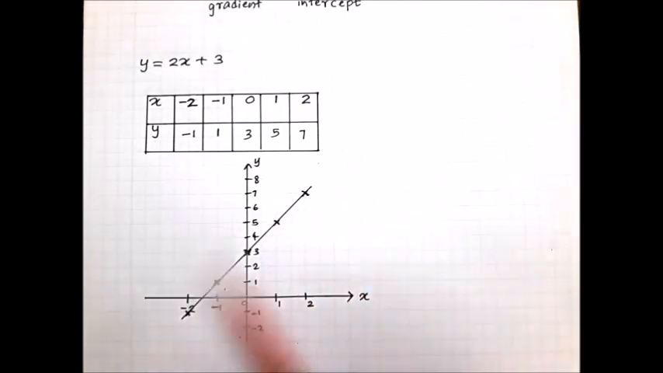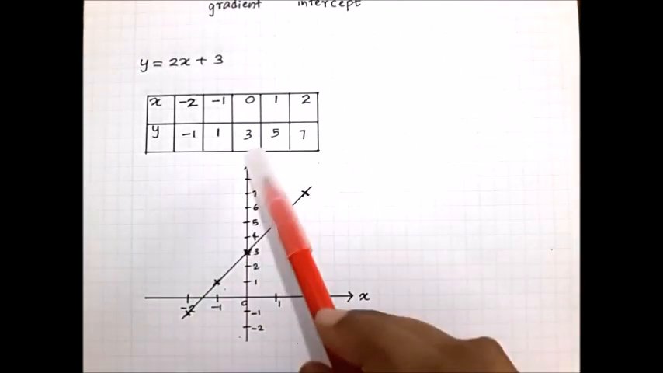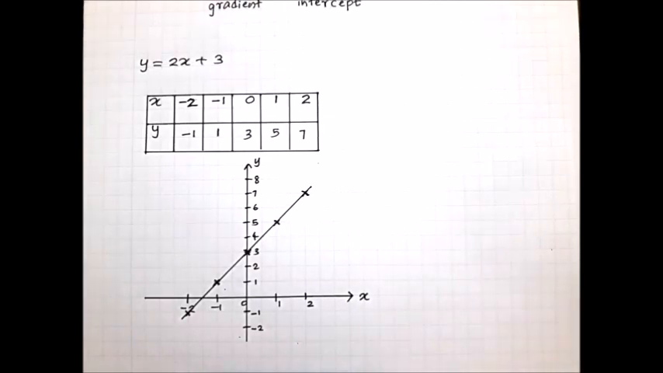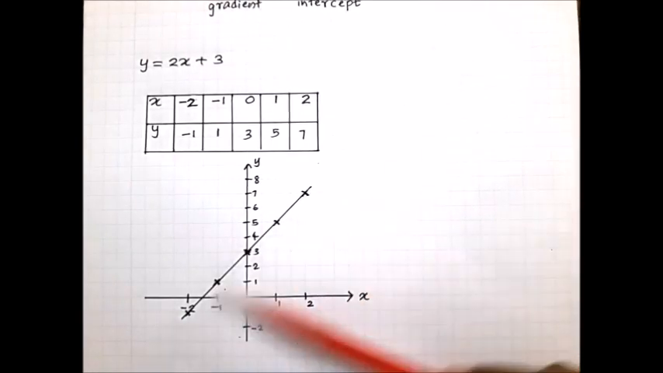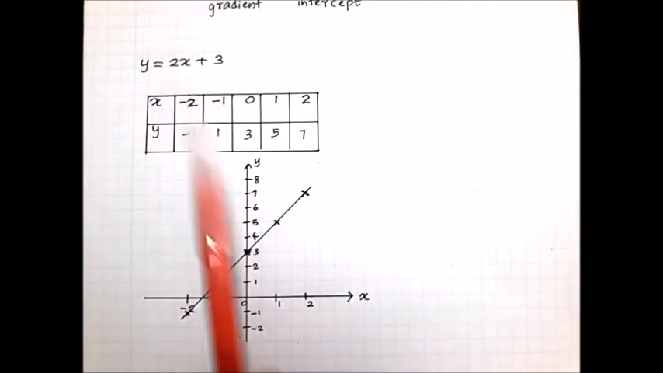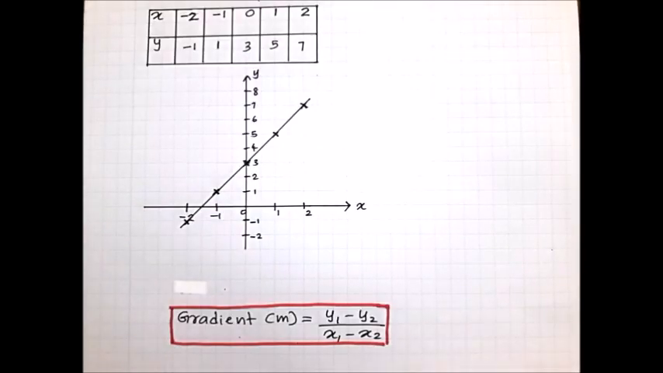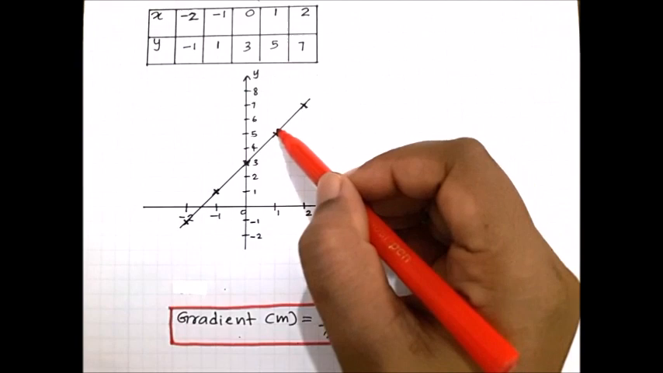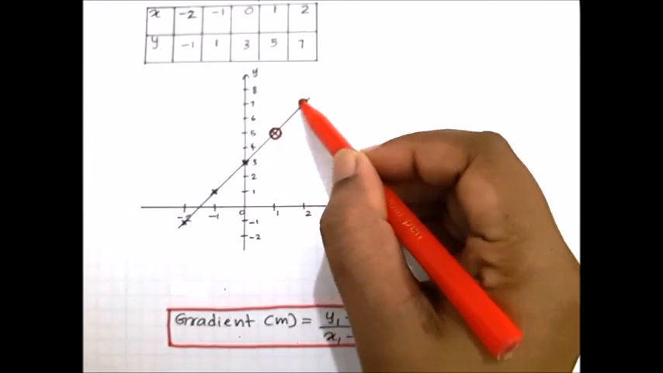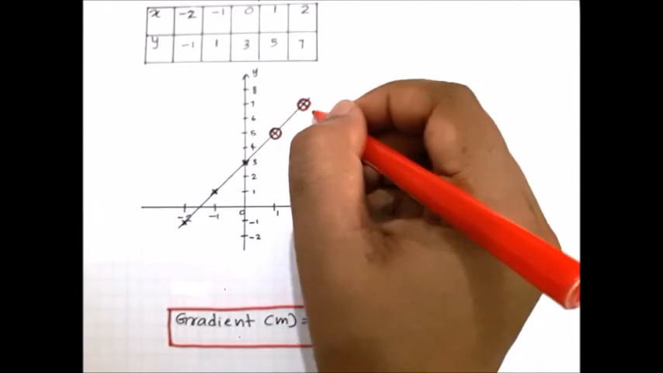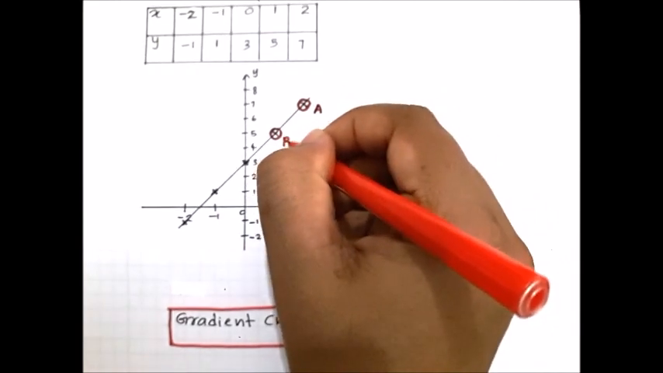It is a straight line passing through 3 at the y-axis. The gradient of this graph is 2. You can see here the coefficient of x is 2. But we can use this formula to find the gradient. Gradient is equal to the difference of y coordinates divided by the difference of x coordinates. I am going to take these 2 points as A and B. This one A and this one B.